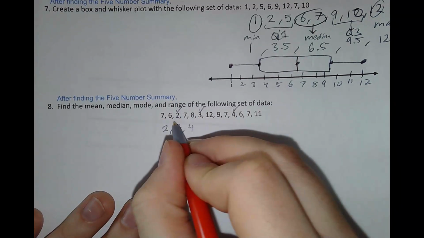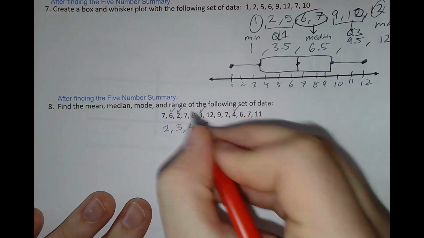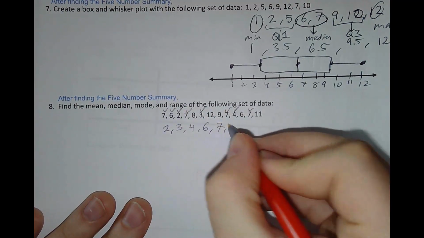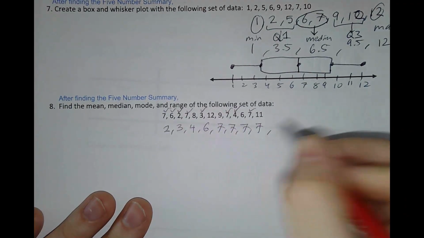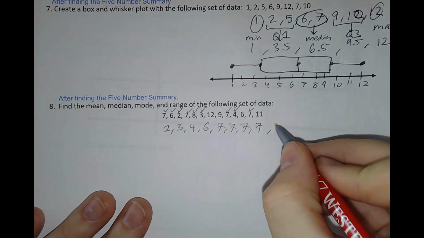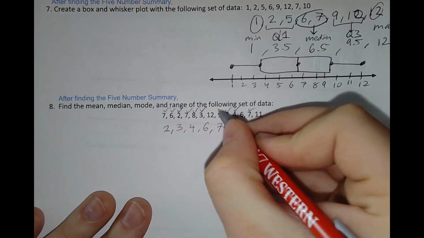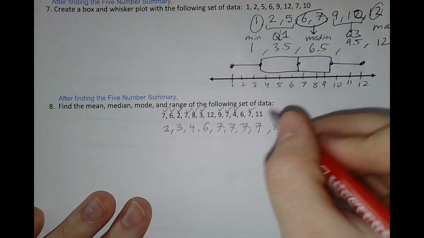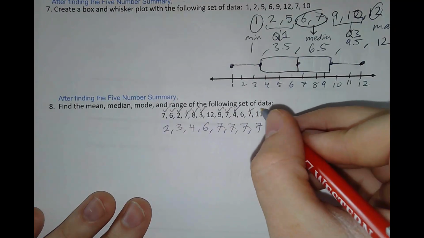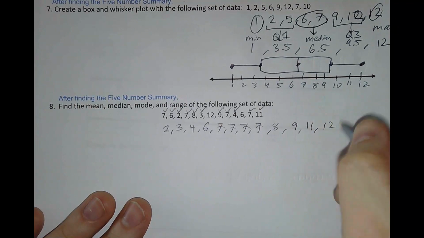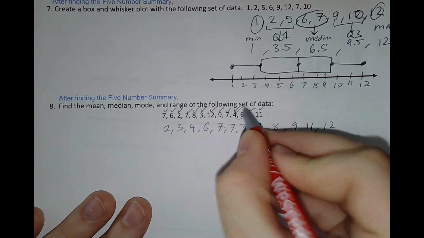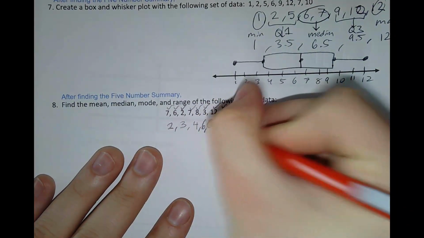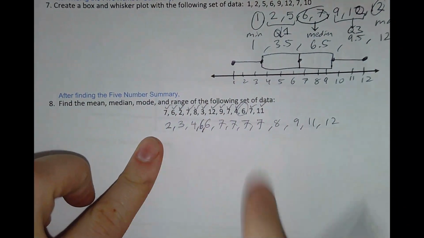What's next? 6, 7, 7, 7, 7. There's 4 7s: 1, 2, 3, 4. 8, 9, 11, and 12. And I actually noticed I missed a 6. 6 repeats twice, so I do need to include another 6. So that is an important step.